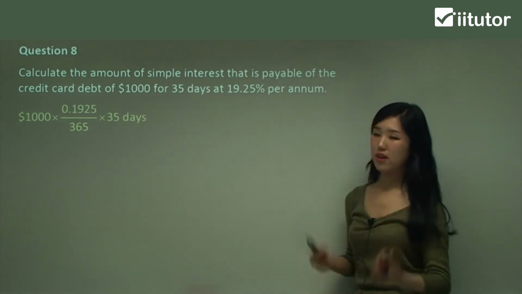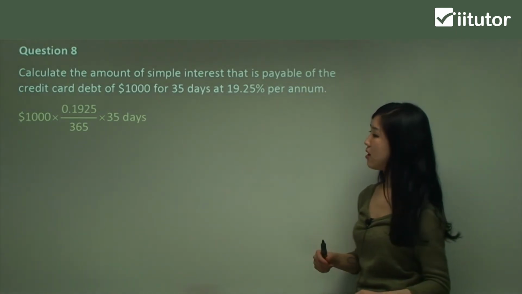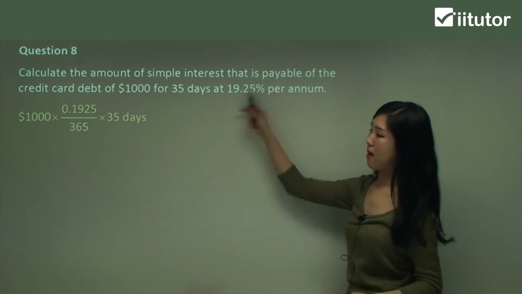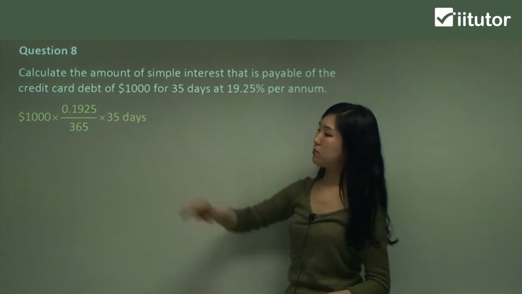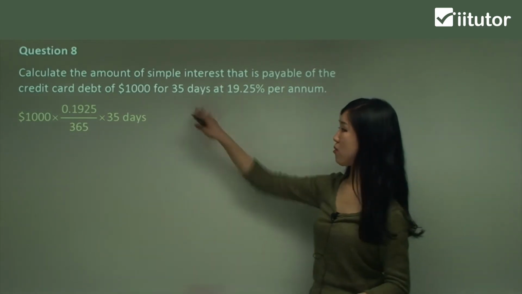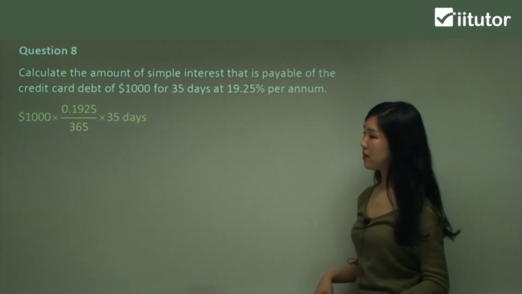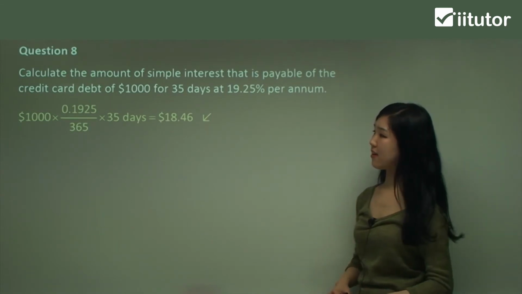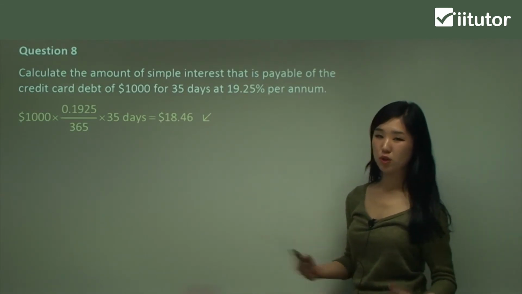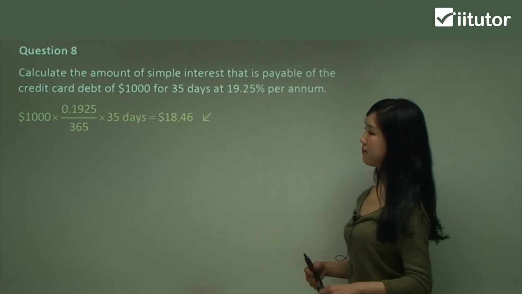You're going to change one or the other to make it into the same unit. I'm just going to divide this by that to get the daily rate. And then you simply multiply by 35 days because this one's already in days. Multiply it all, and you should get $18.46. We've done a lot of this before, changing units. You should be very good at this.